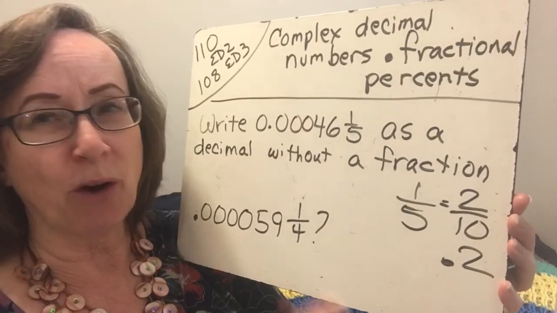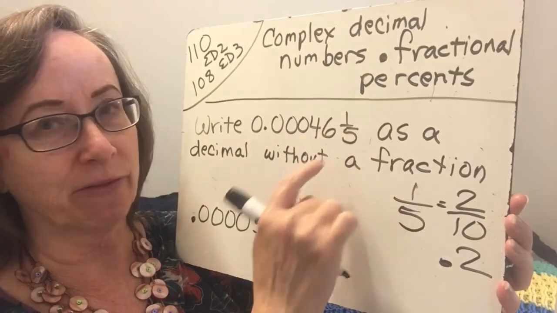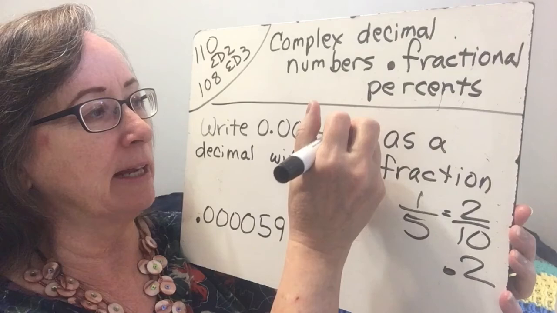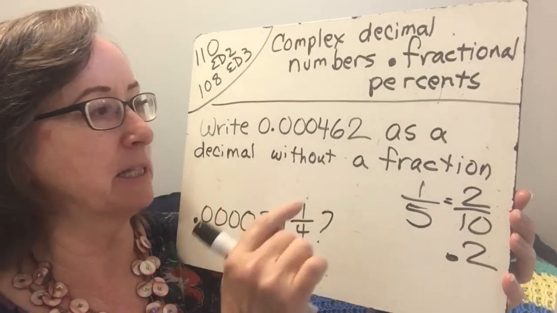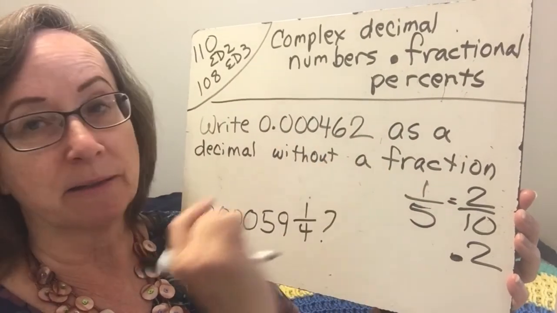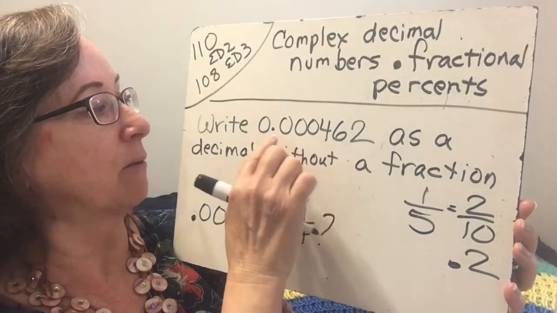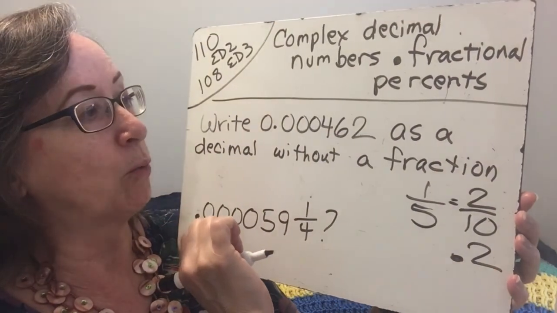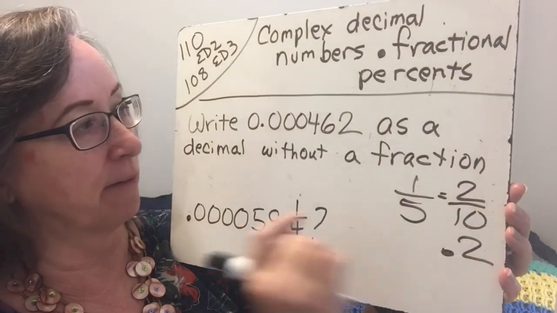Okay, so all we really have to do in this is take the 1/5 wherever it is and change it to a 2, because the 0.2 was in the tenths place, but this is way down here. All we have to do is put a 2. That's it. All right, so the answer is going to be 0.000462, which is the same thing as a 1/5 there because of the 2/10.